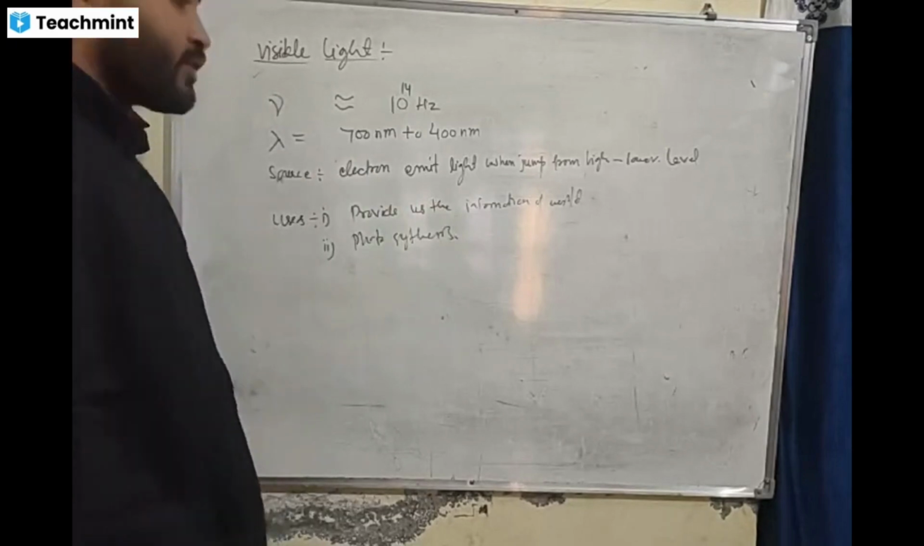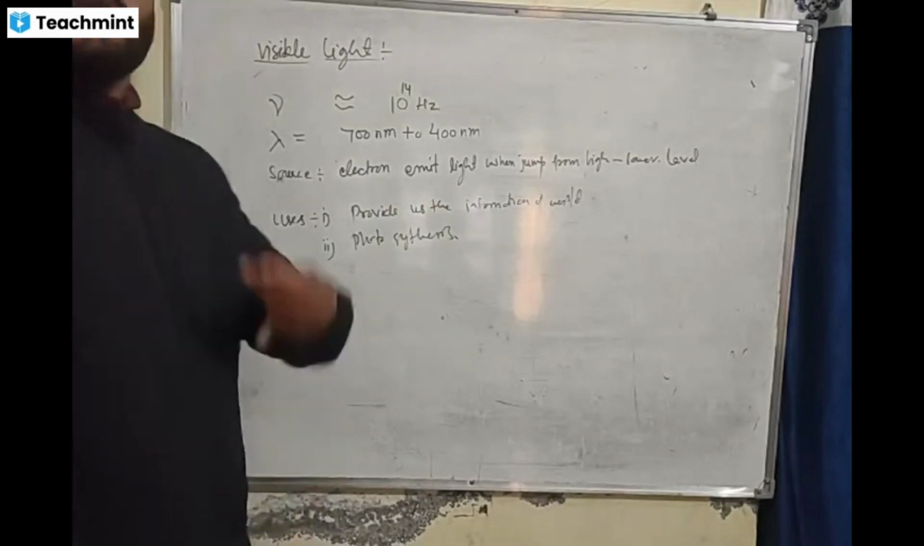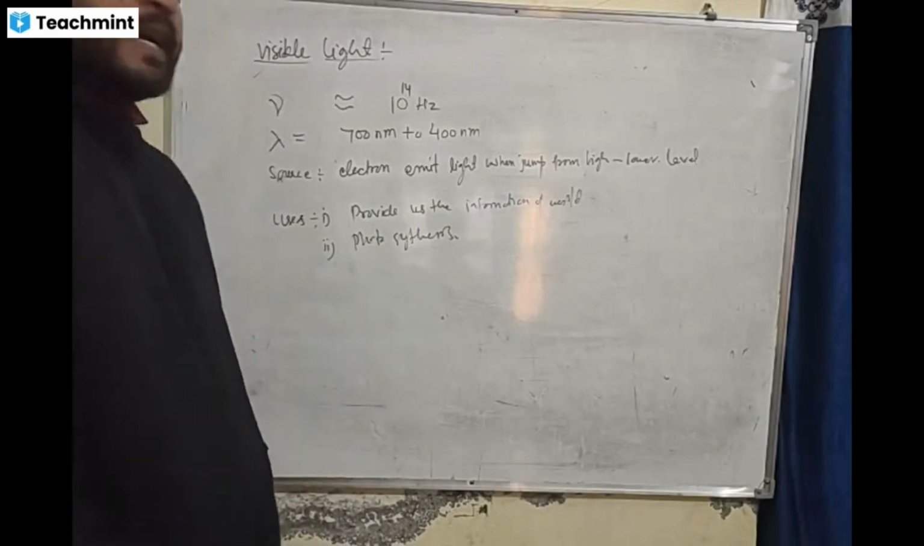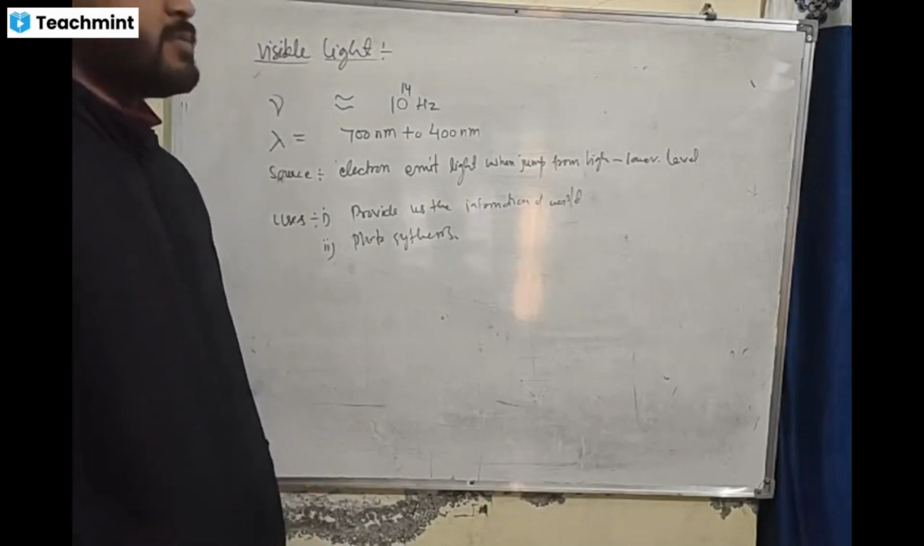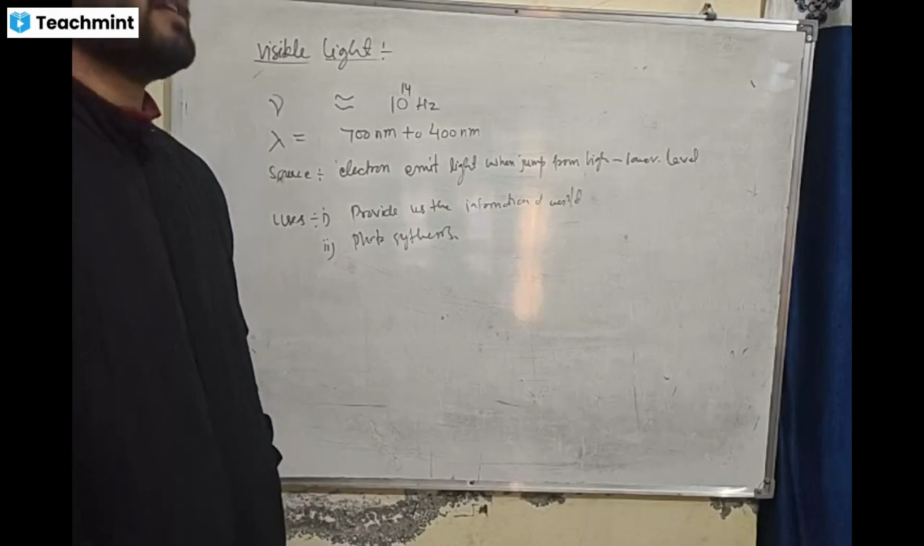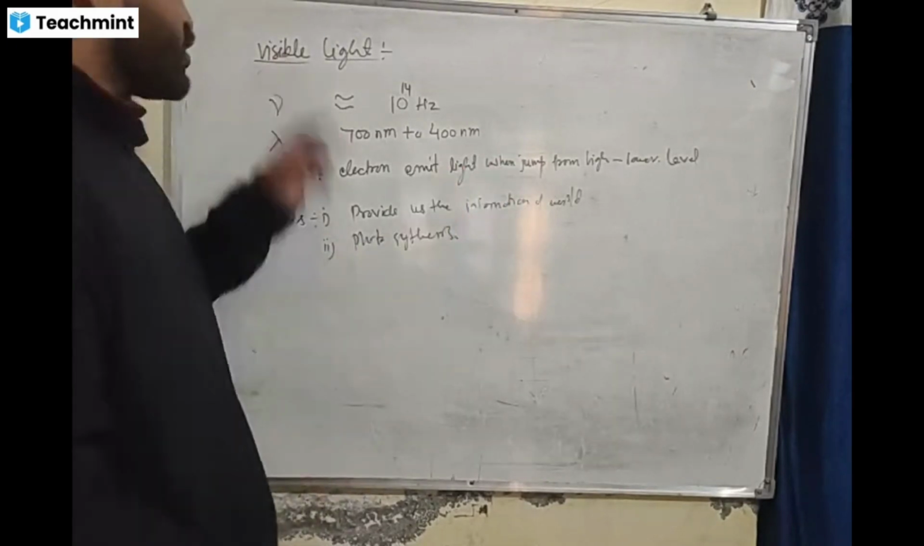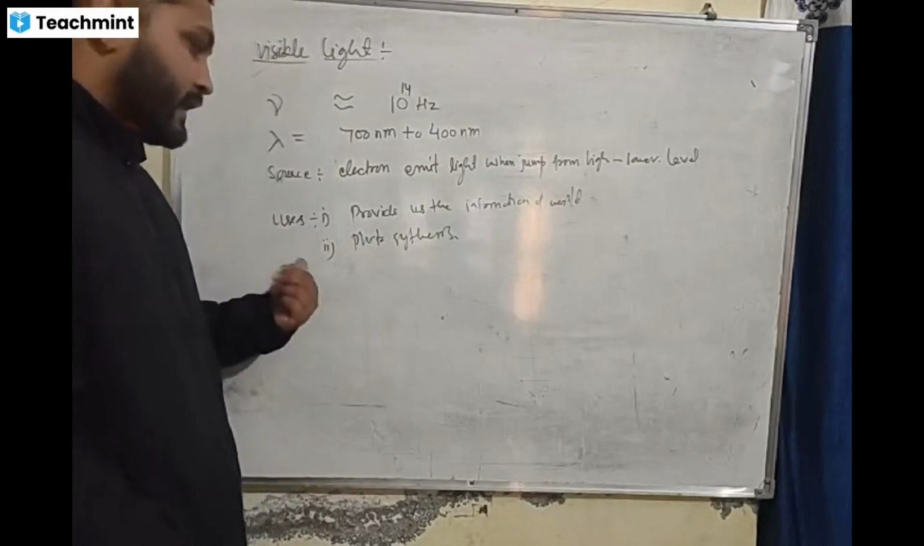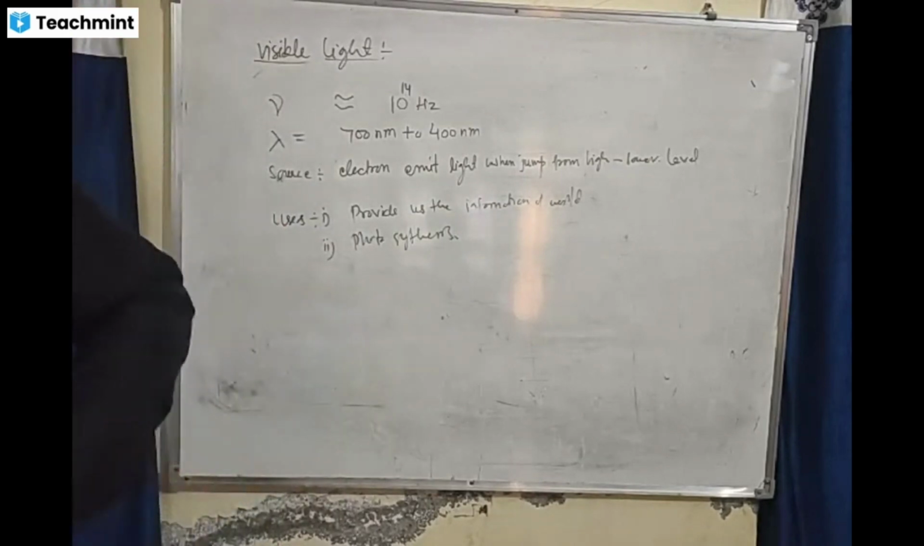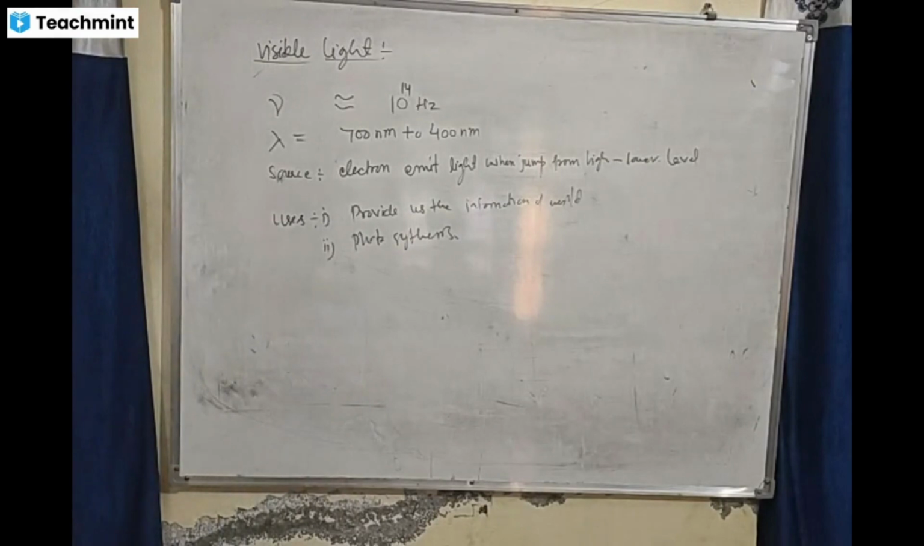If you are talking about the uses, with the help of visible light only we are able to see distant objects. Lots of information about the world is because of this visible light. It is also used in photosynthesis and in different chemical reactions.